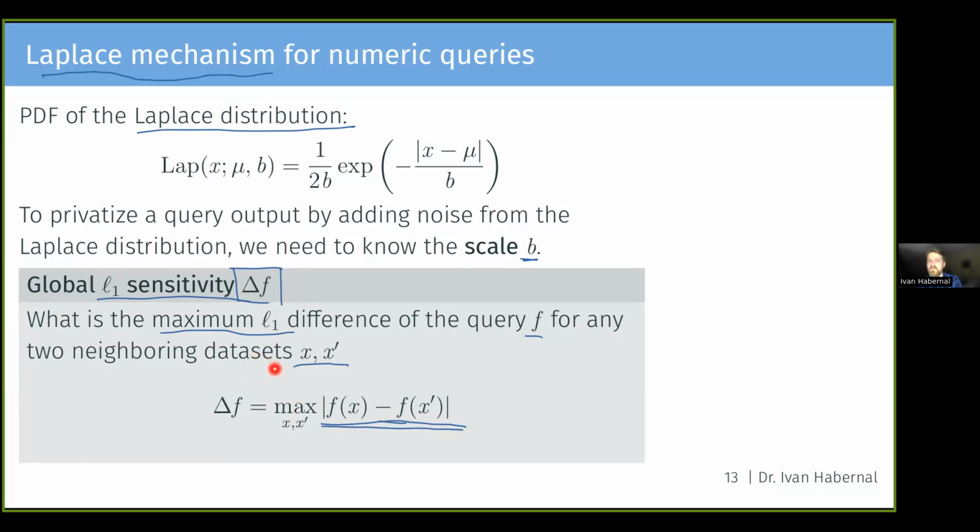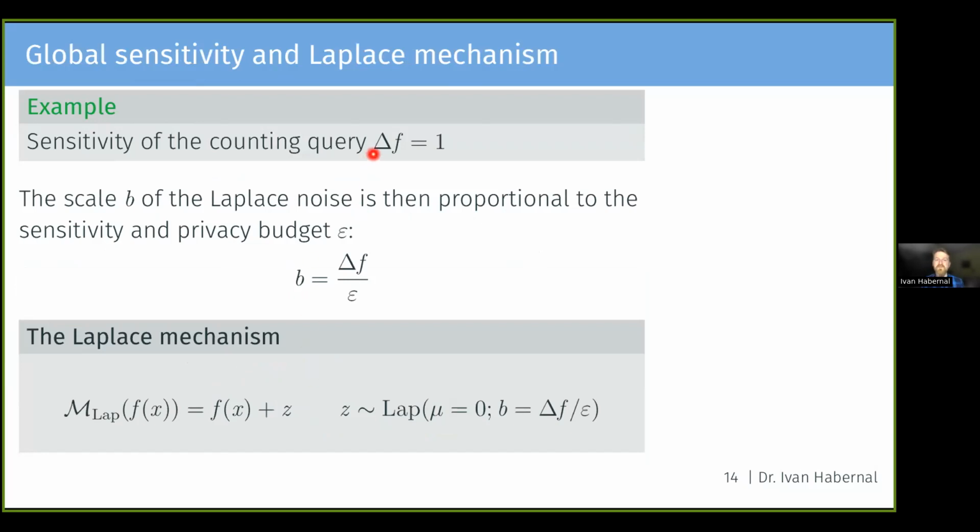So for example, if you had a counting query, you might be thinking, what will be the sensitivity of the counting query? What happens if you remove one person and then ask how many persons are in the data set? So the sensitivity of the counting query will be 1, because the function can change by maximum 1 when you remove one person from the data set, right?